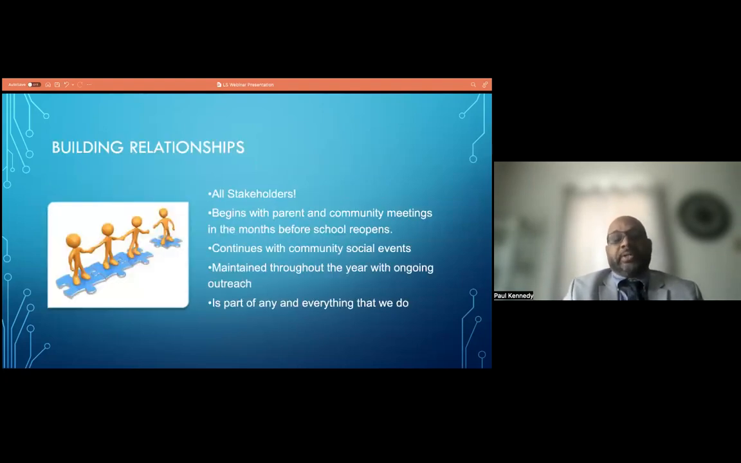When we build relationships, we feel as though at Global Academies, we can't do anything without building relationships. And that includes all of our stakeholders. That includes our parents. That includes the administrators. That includes the teachers. That includes any working staff. That includes community members, which includes clergymen, which includes politicians. Any and everything that we do, we want to build a relationship.